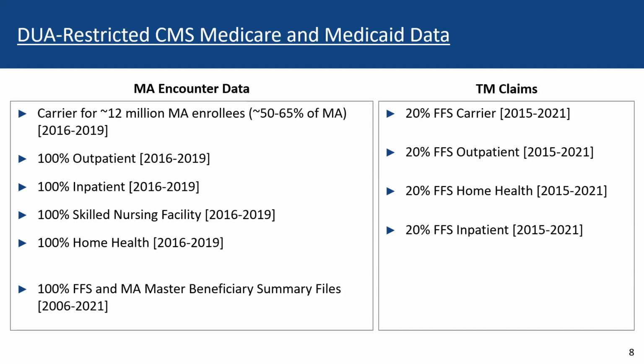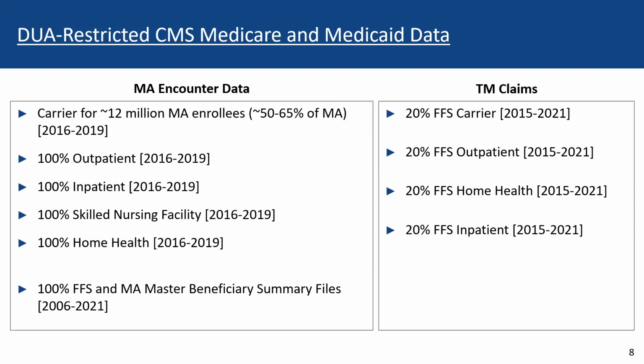So to give an overview, there's Medicare Advantage encounter data. We have all parts of the data. We have professional services claims data, the Carrier file. We have the outpatient hospital services file. We have the inpatient hospital stays file, and we have skilled nursing facility services and home health. So the outpatient, inpatient, SNF, and home health are all 100%, although we are not sure if going forward CMS will be allowing us to buy 100%.